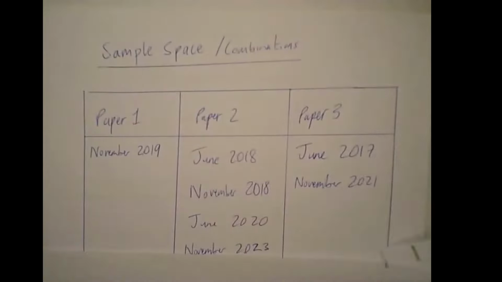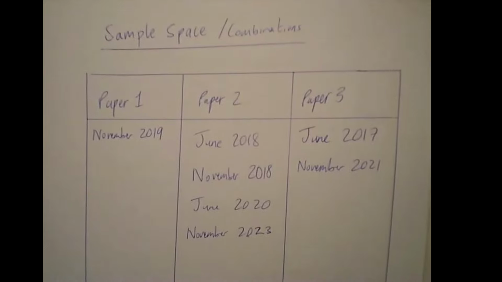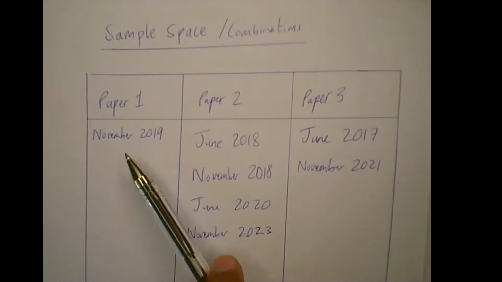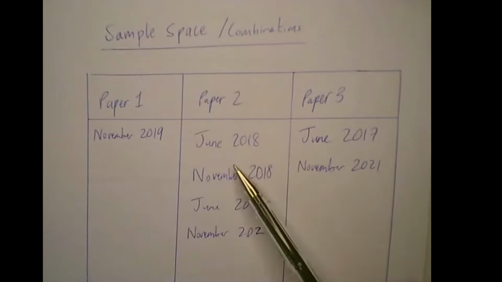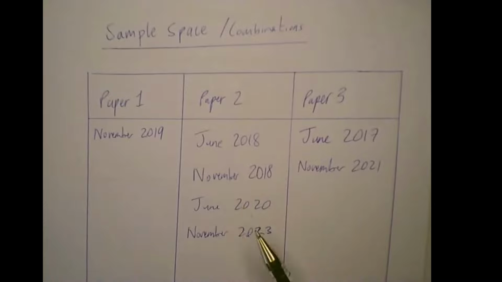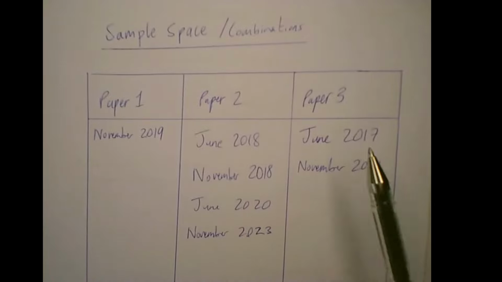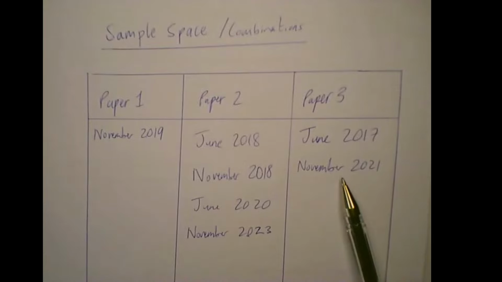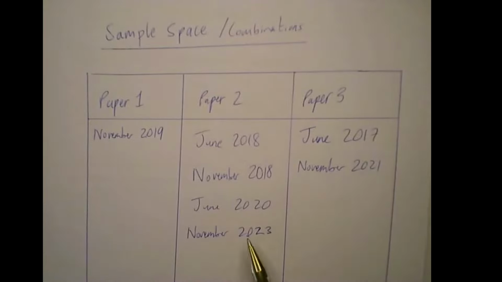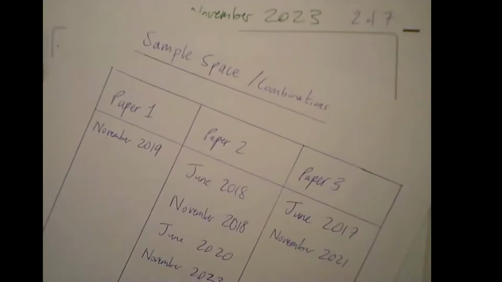Now, before we do that, I just want to kind of analyze this topic a little bit. So when we're looking at combinations or sample space, this has appeared in a paper 1, November 2019. It's appeared in paper 2 in June 2018, November 2018, June 2020, and November 2023, and paper 3, June 2017, and November 2021. I've looked at it from 2017 all the way up to 2023. So you can see this does come up quite often. Here is the next question.